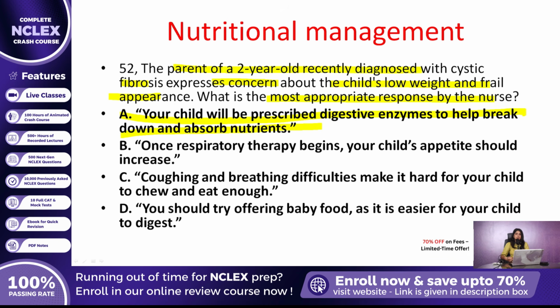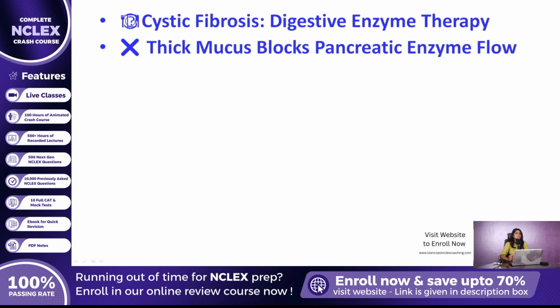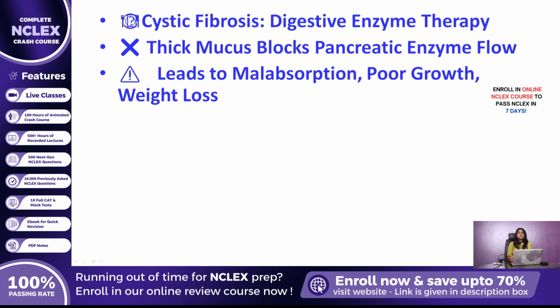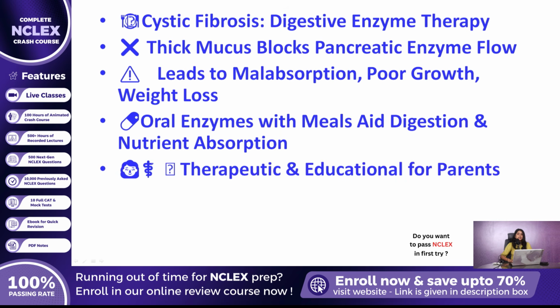In cystic fibrosis, the thick mucus secretions can obstruct the pancreatic ducts, preventing natural digestive enzymes from reaching the intestines. This results in malabsorption of nutrients, leading to poor growth, weight loss, and a frail appearance. Administering oral pancreatic enzymes with meals is essential to improve digestion and promote healthy weight gain. This explanation offers both reassurance and education, making it the most therapeutic and informative response.